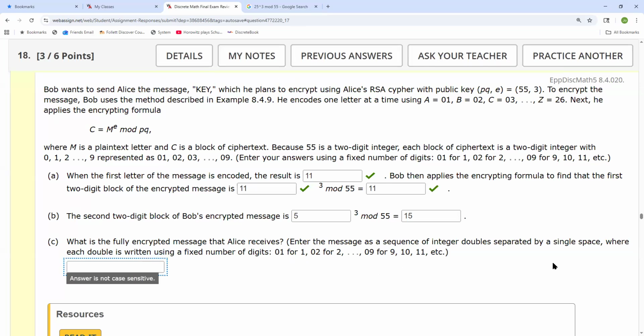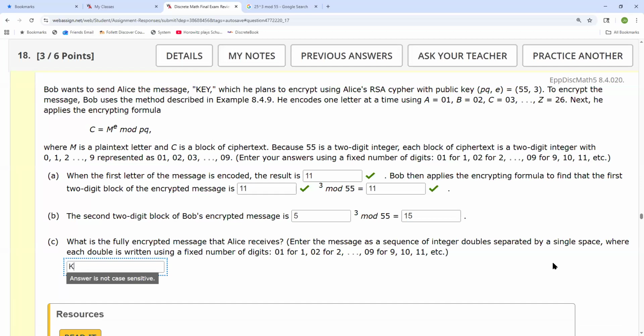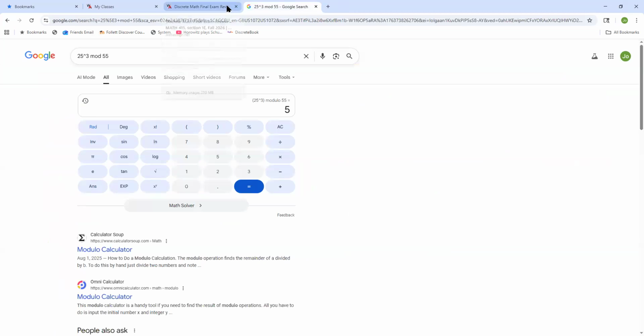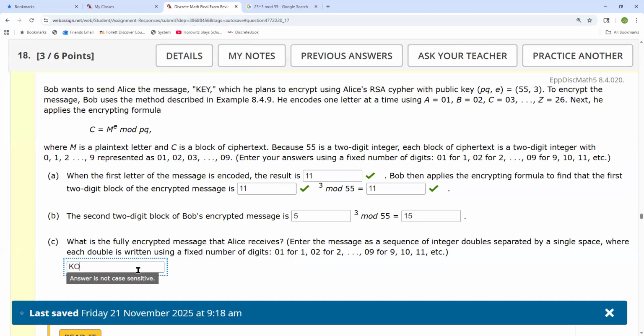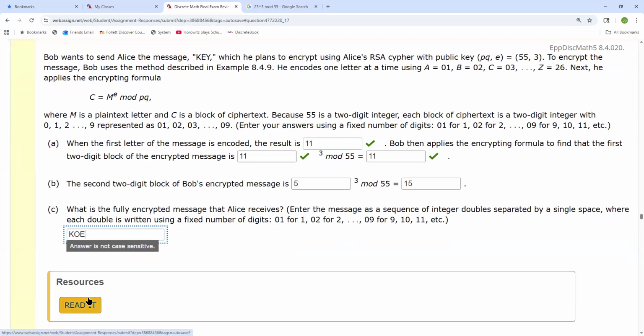So the encrypted message that she receives would still be K because the first letter became equal to itself. But the second letter would not be E anymore. It would be the 15th letter. So let me think. K, L, M, N, O. It'd be O. And then the final letter, 25 to the third mod 55 would be the 5. The Y at the end would become E. So instead of being key, it'd be co. Unless I made a mistake.